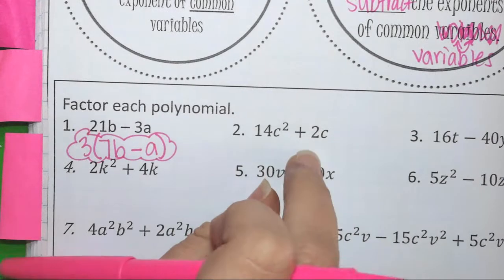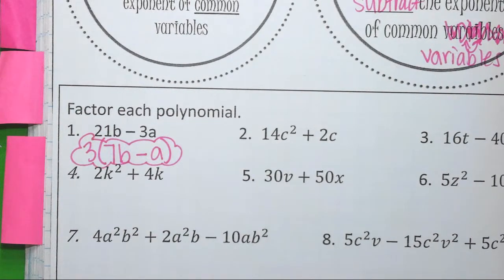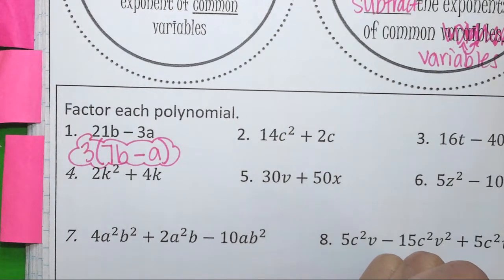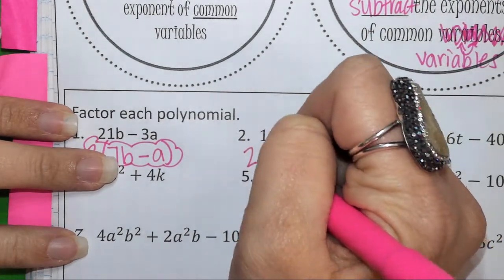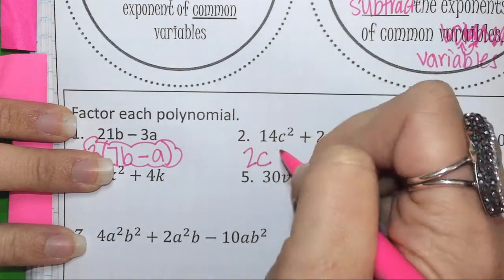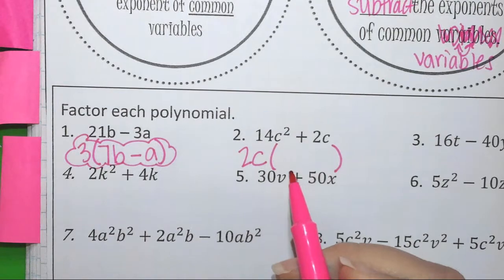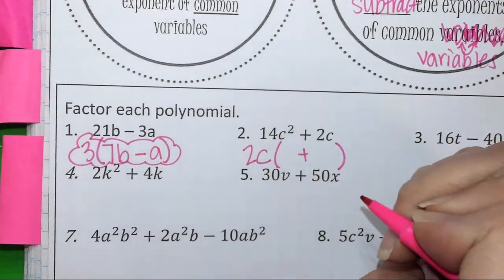Okay. 2. Greatest common number is 2. Do they have a letter in common? Yes. Okay. So what's smaller, 2 or 1? 1. So are we going to take out 2 C's or 1 C? 1 C. So it's going to be 2C. And then we put our parentheses. If we start with 2 terms, how many terms do we end with? 2 terms. So put a plus in between there.